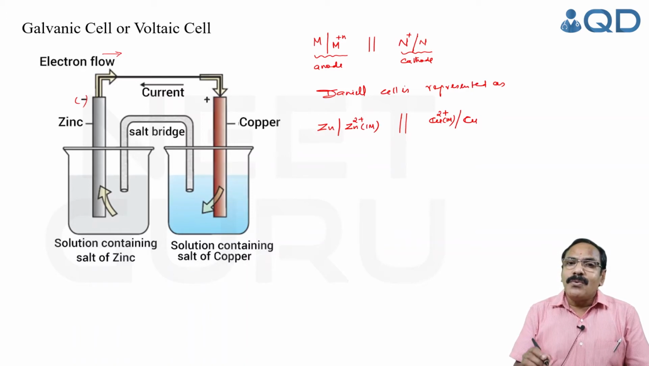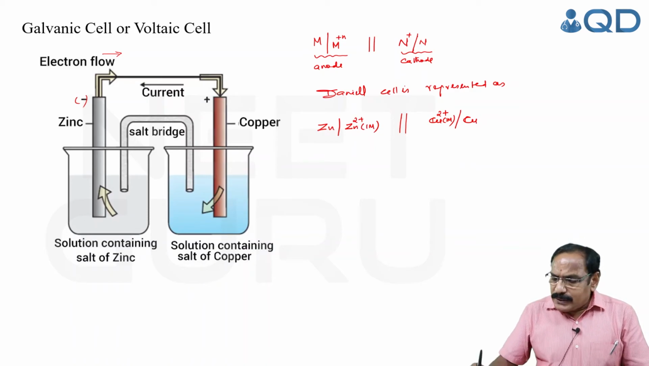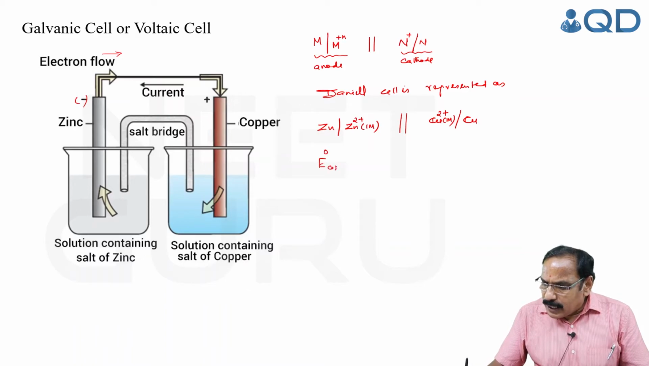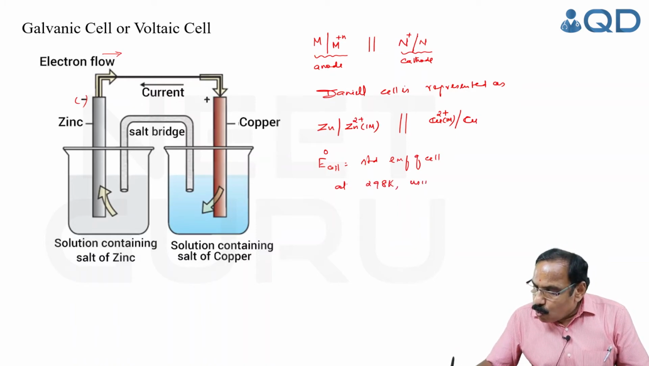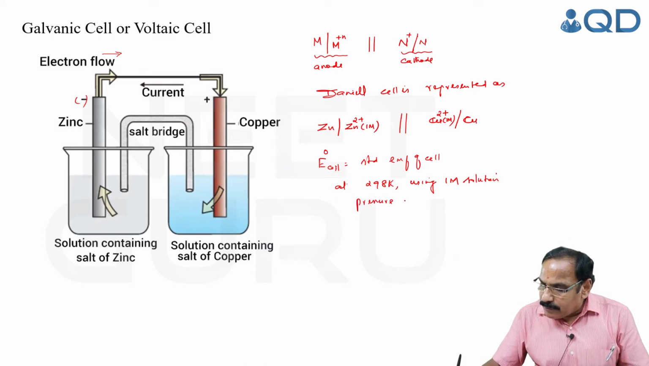Now let us do a simple problem. How to calculate the standard EMF of the Daniell cell? Standard EMF means the conditions are standard. E0 is called the standard EMF of the cell. It is measured at 298 Kelvin temperature using 1 molar solution. And if any gases are involved, the pressure is maintained at 1 bar.